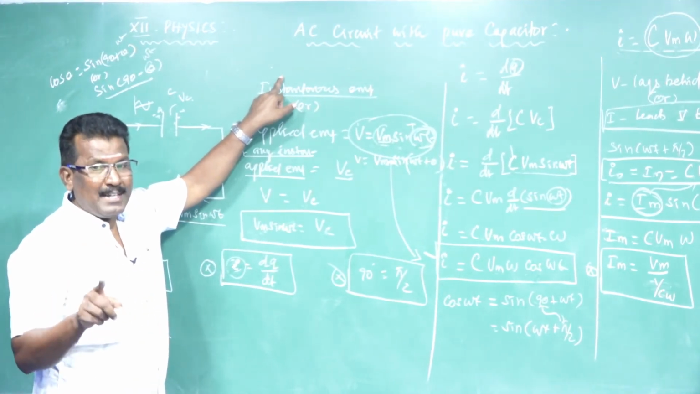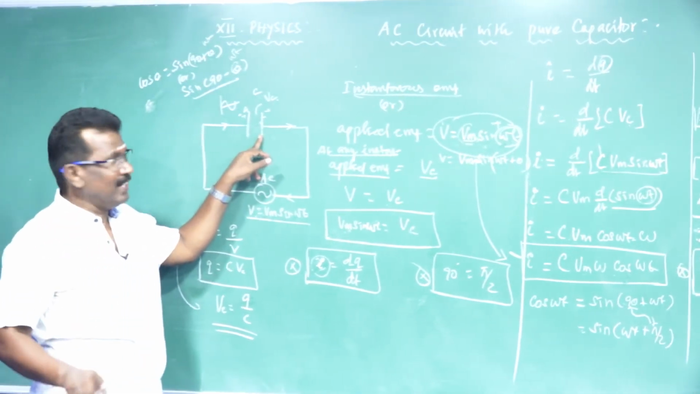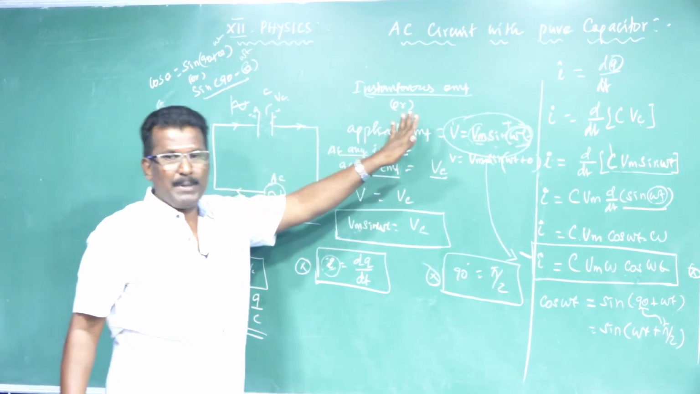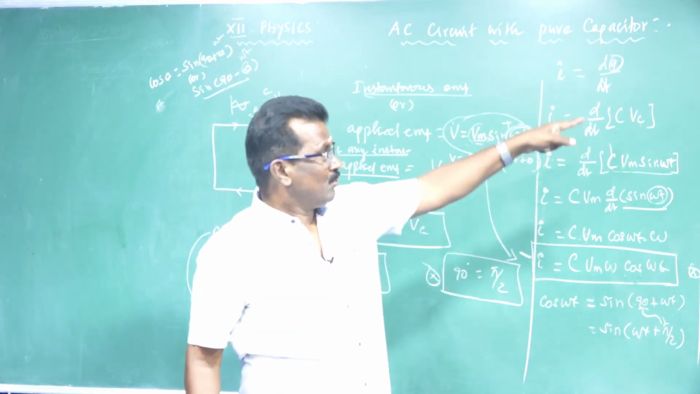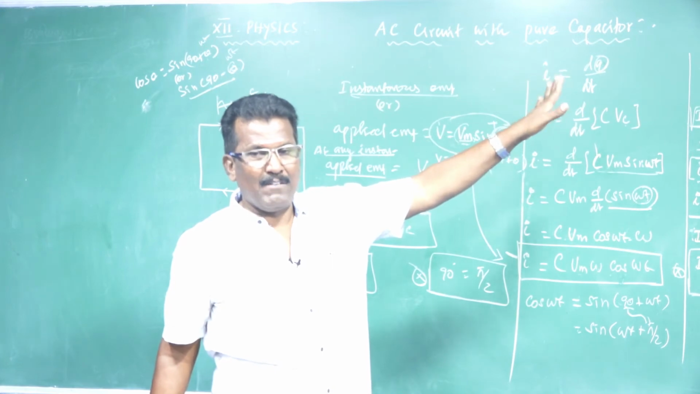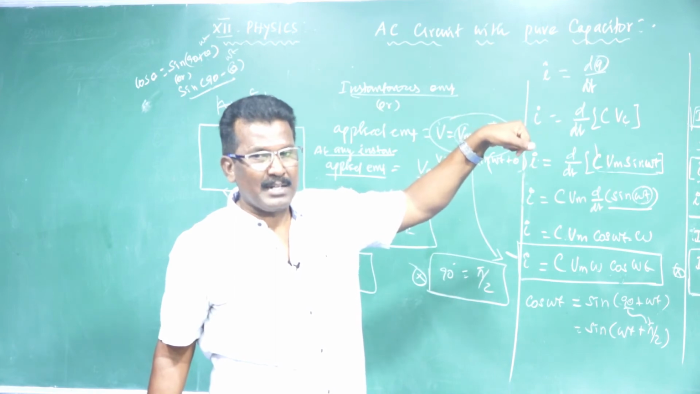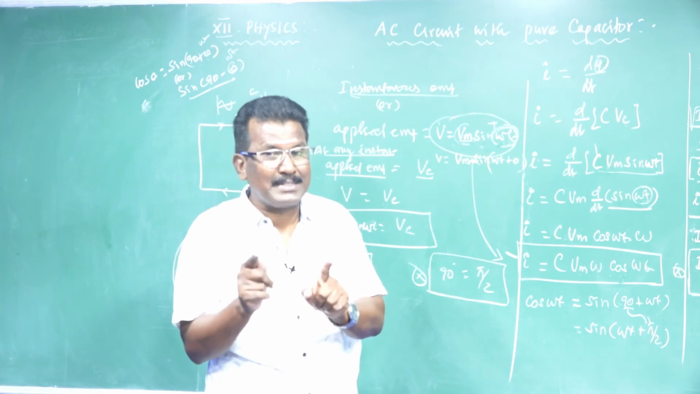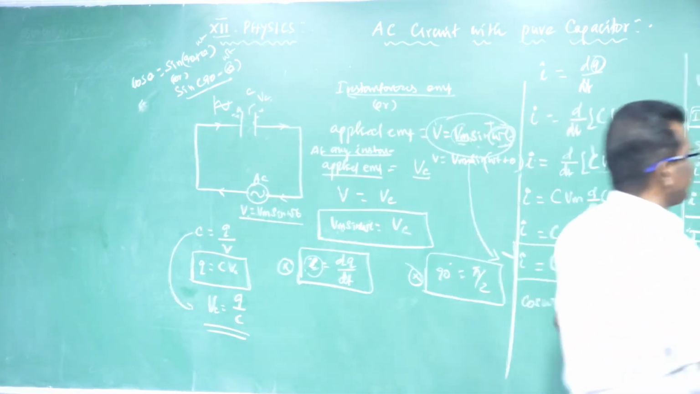We are talking about only the pure capacitor. In a pure capacitor, there is no resistance. That's why we are talking about the pure capacitor, that means an ideal capacitor. There is no resistance; we'll talk about that later. So in a pure capacitor, the voltage and the current always differ by a phase difference of pi by 2. The voltage lags behind the current by pi by 2, or the current leads the voltage by pi by 2. So how can we express this in the waveform? Let's see.